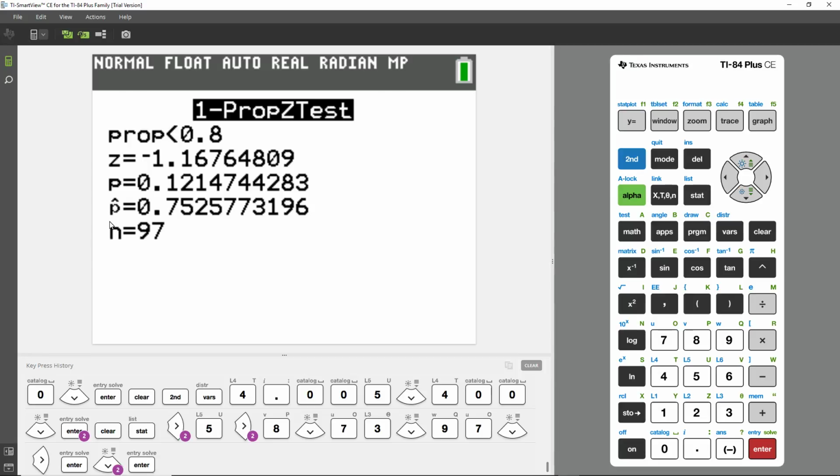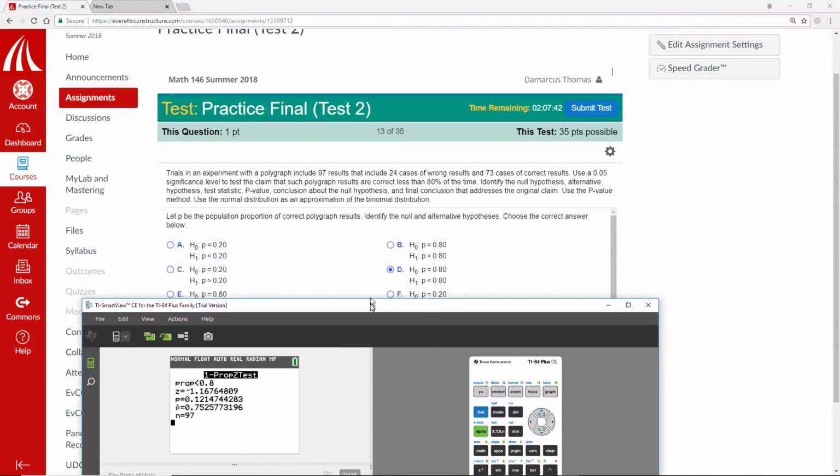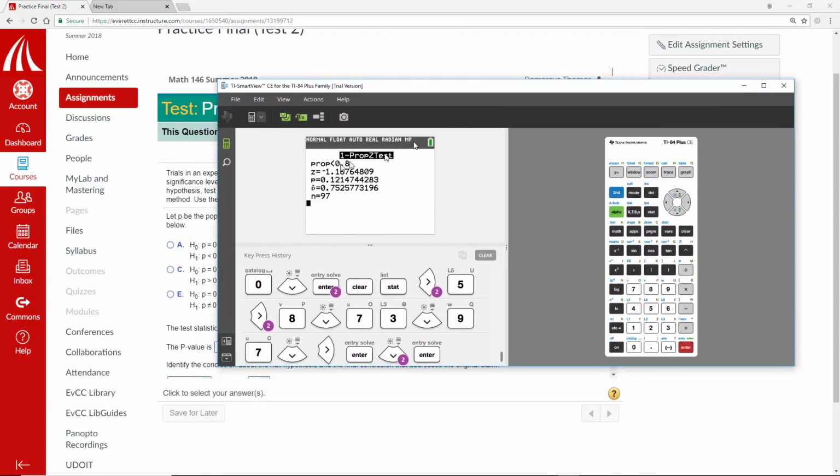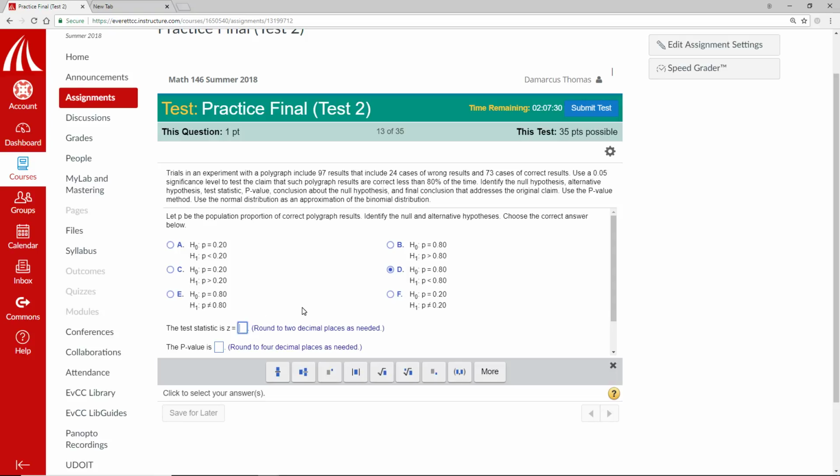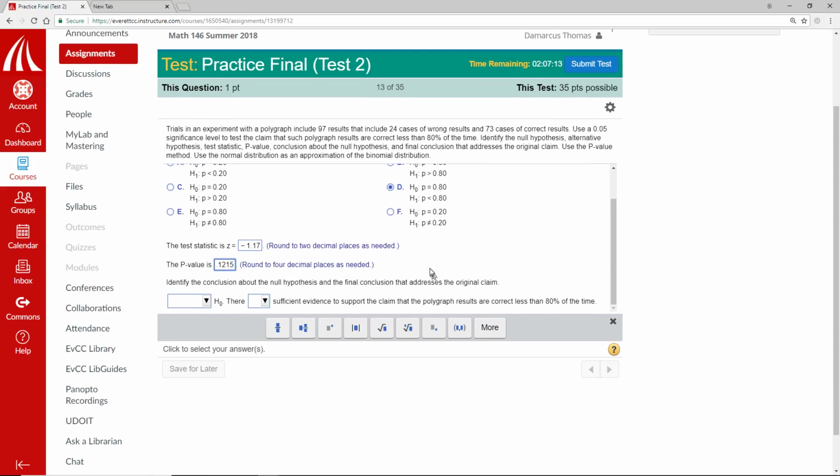So our estimate was 75%. Based on that sample, we had 75%. Our test statistic is -1.6, and our p-value is 0.12. So let's enter all these values in. Our p-value is not that small. It says the test statistic is z equals -1.17. I'll round it off. The p-value to 4 places is going to be 0.11215. And then we need to state a conclusion.